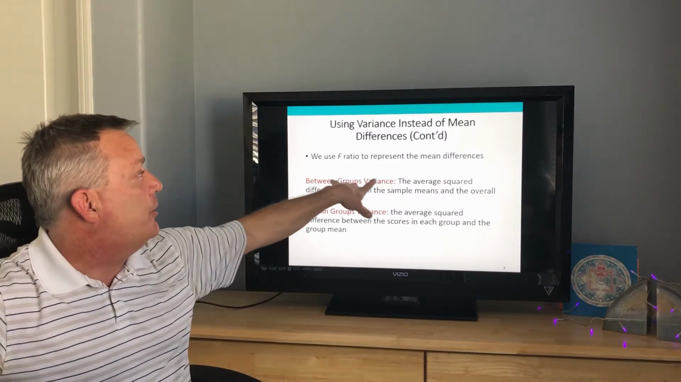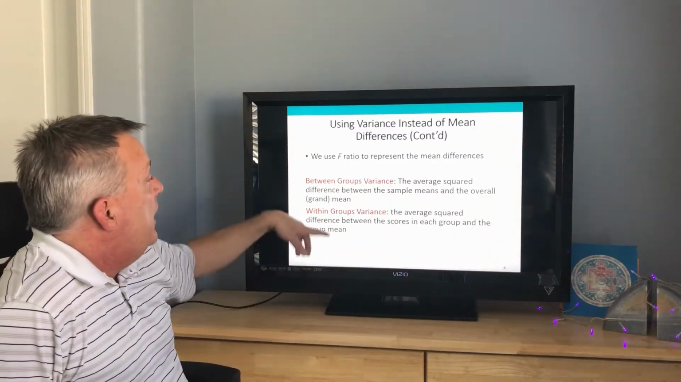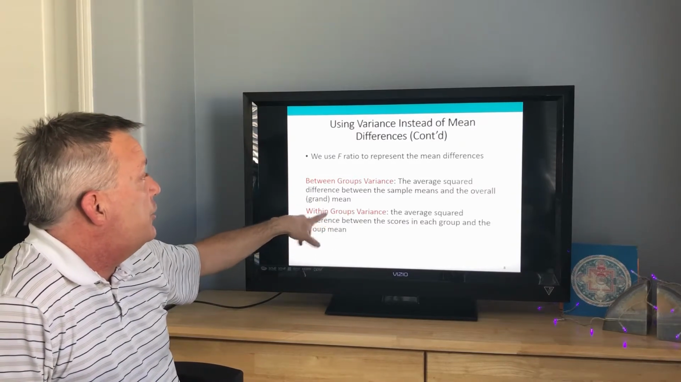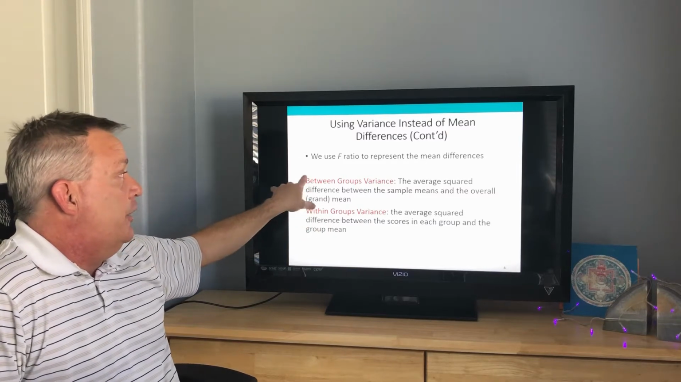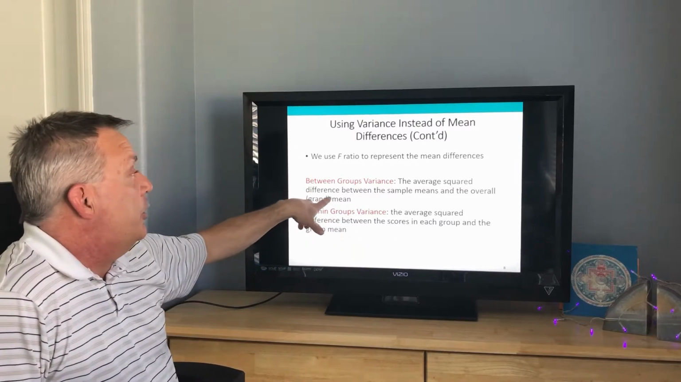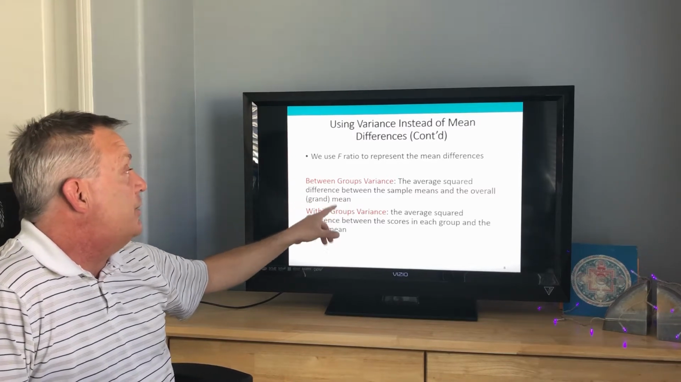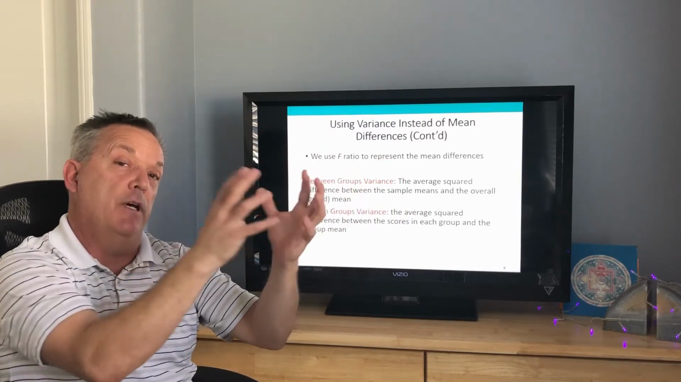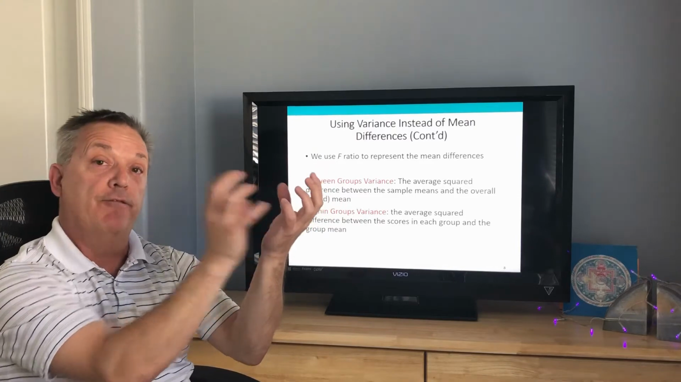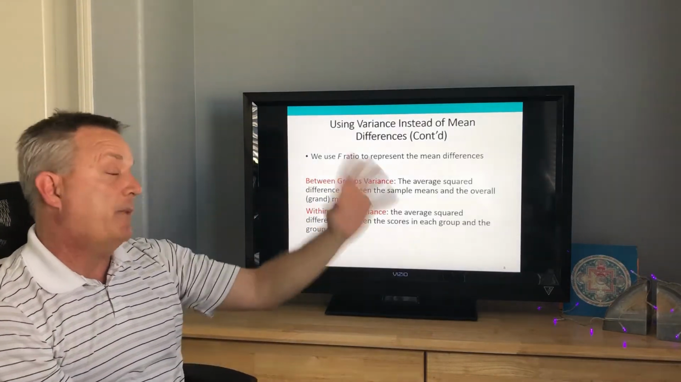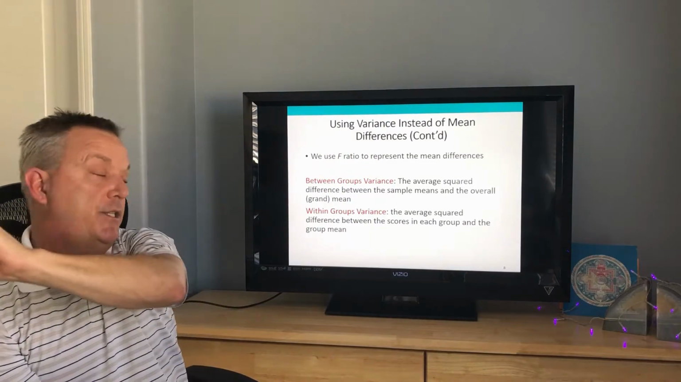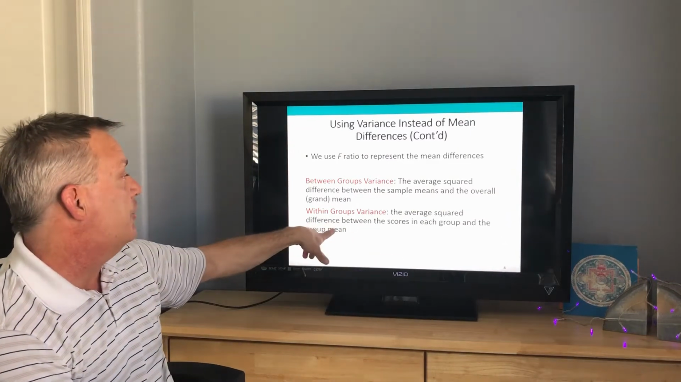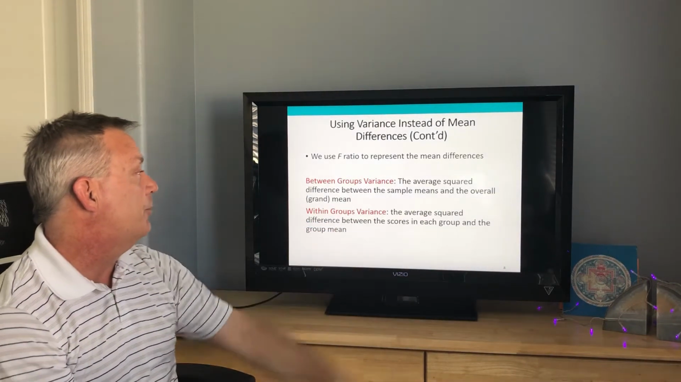So we use the F ratio to compare the mean differences. And there are 2 terms here, the between groups variance and the within groups variance, and the F ratio is basically one over the other. The between groups variance is the average squared difference between the sample means and the overall grand mean. So it's really all the differences of the different samples from the overall grand mean, which is basically going to show you treatment effect plus error. And then the within groups variance is basically just like your estimated standard error. It's the average squared difference between the scores in each group and the group mean, okay?